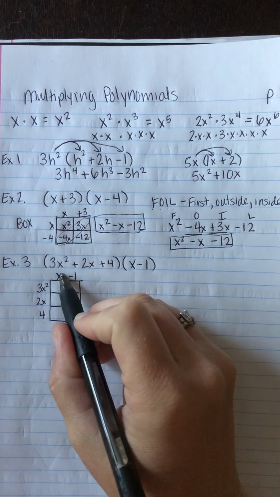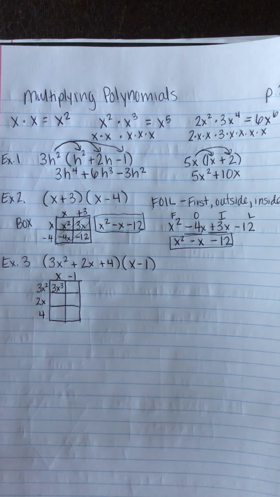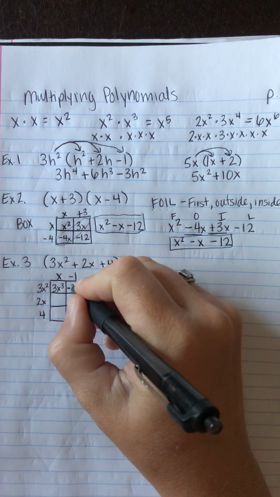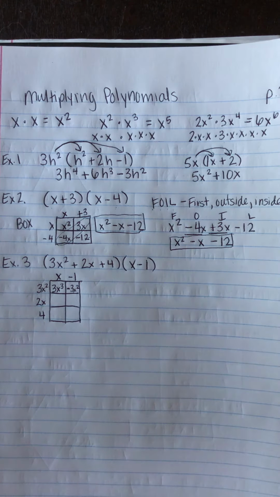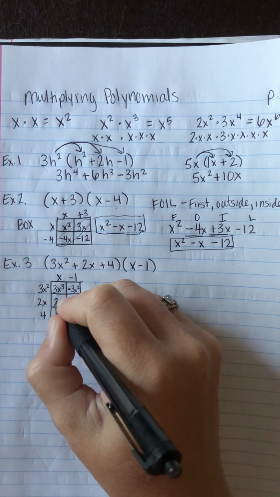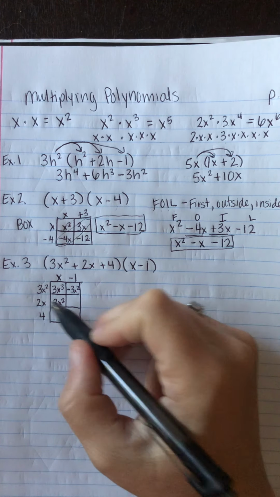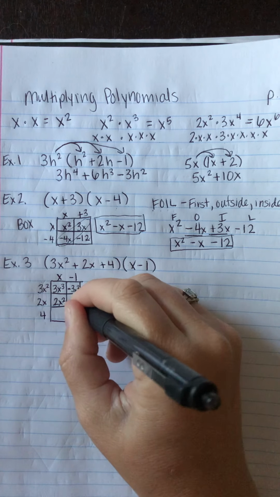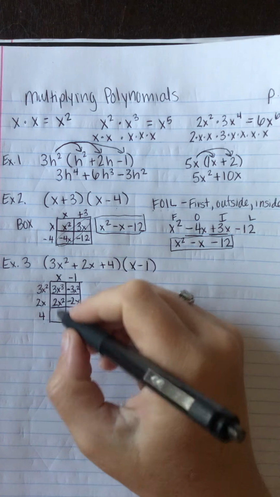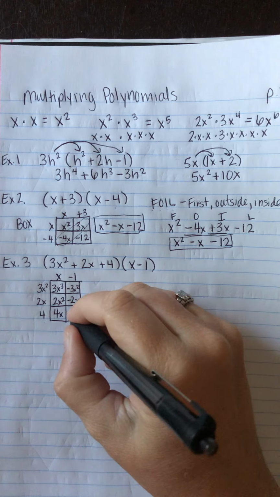So 3x squared times x, our coefficient is going to stay the same, and we're going to end up with x to the 3rd power. 3x squared times negative 1 is going to give us negative 3x squared. 2x times x is going to give us 2x squared. 2x times negative 1 is going to give us negative 2x. X times 4 is going to give us 4x. And 4 times negative 1 gives us negative 4.